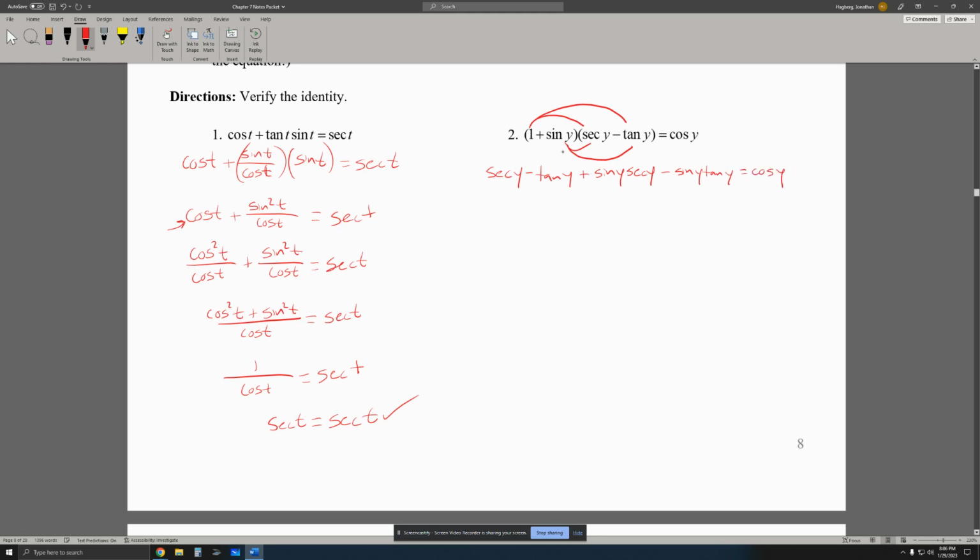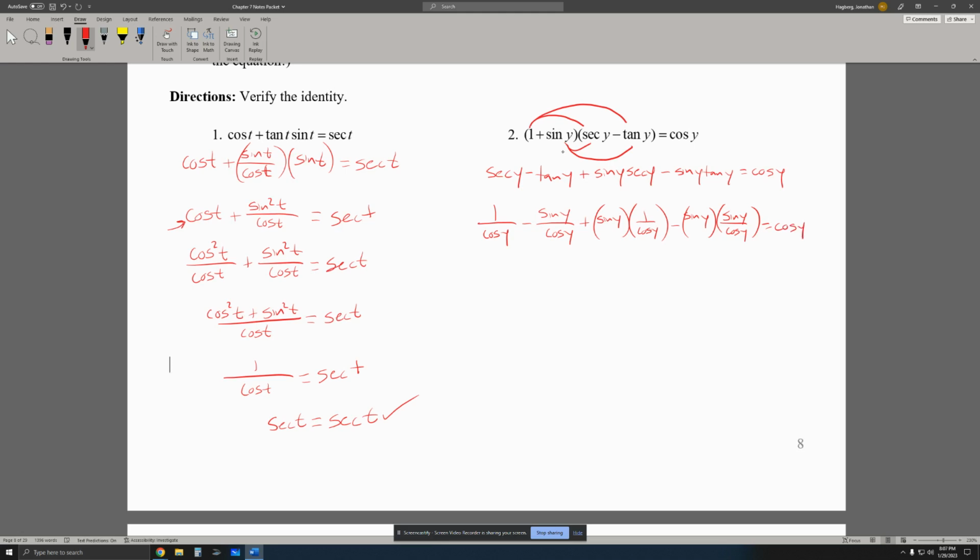All right, now let's write this in terms of sine and cosine. So secant is 1 over the cosine, minus the tangent, which is sine over cosine, plus we have sine y times the secant of y, which is 1 over the cosine, and then minus sine y, and that's times the tangent, so sine y over cosine y.